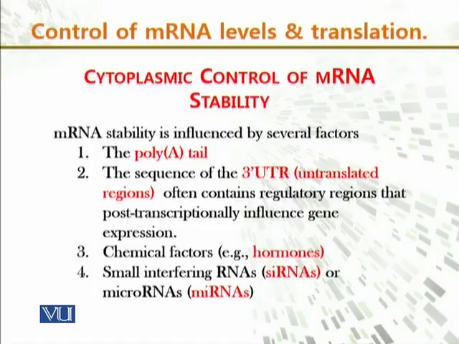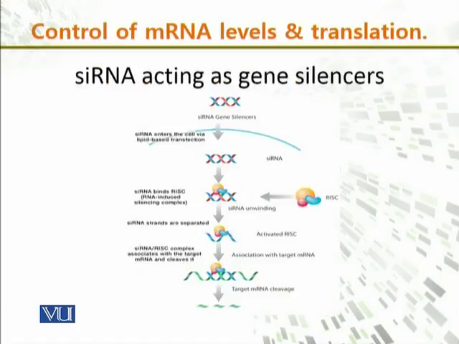Similarly, chemical factors such as hormones and enzymes, and small interfering RNAs, abbreviated as siRNAs, or microRNAs. These are the factors which control the cytoplasmic stability of messenger RNA, which make them stable.